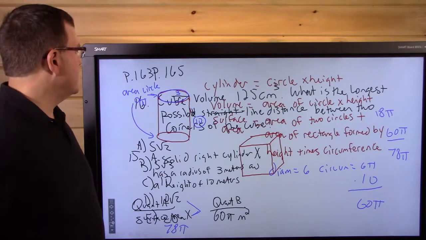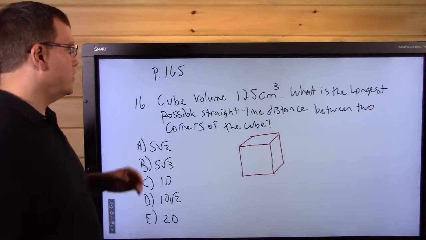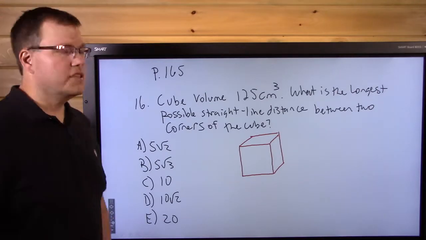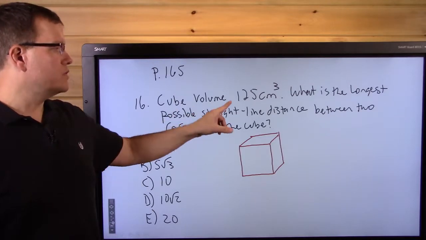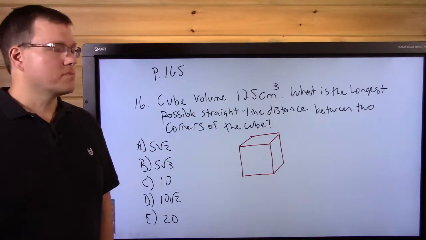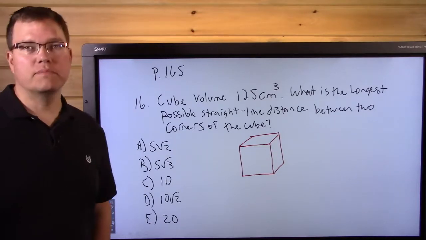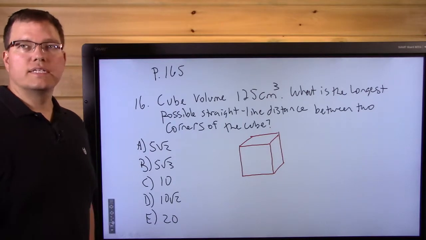Number 16, now we're going to be talking on page 165 about a cube. So they give you the volume of the cube, and they want to know the longest possible straight line distance between two corners of that cube. So again, pause that if you want some time to look at that. I'm just going to launch right into the explanation.